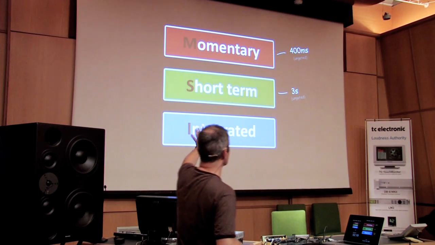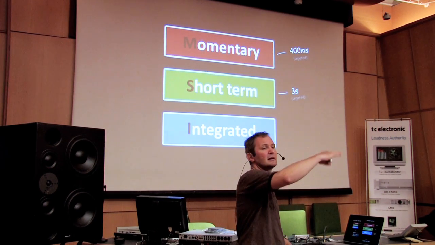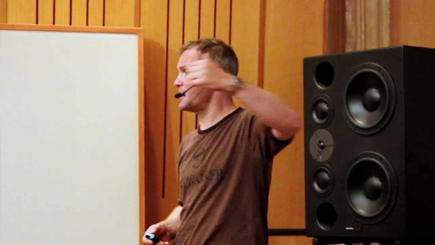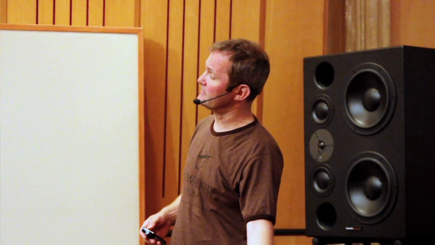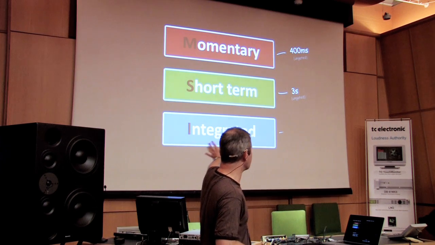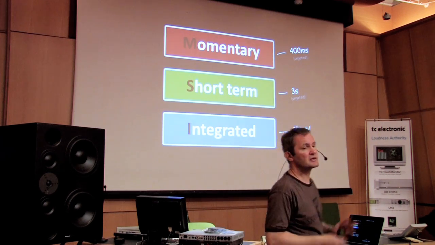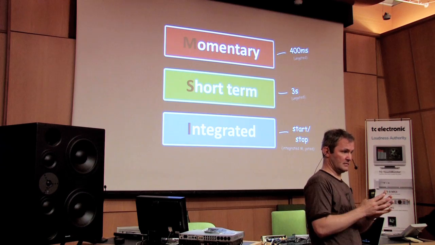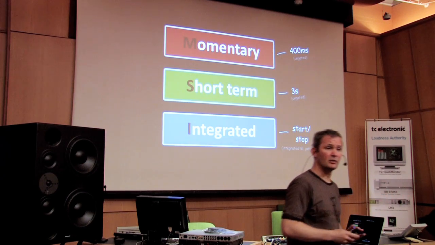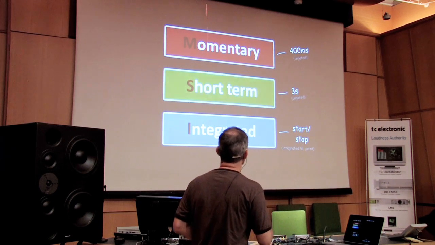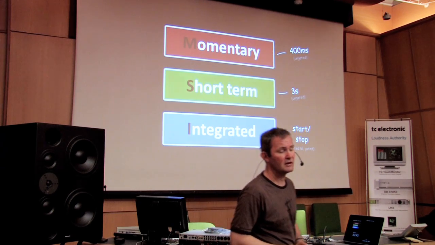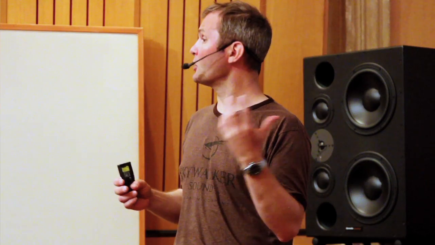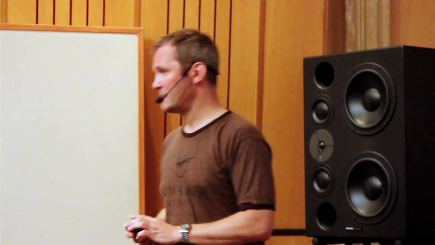Also short term. Short term is already moving a little bit slower because it is a 3 second integration time, but still no gate because I also want to know if it's very low in level. So the only measurement that has the gate is the integrated one, which is from start to stop. That's where the gate is useful. I've elaborated on that. That's the only measure with the gate. So these 3 integration times are at the heart of EBU mode, and every EBU mode meter has to be able to display, not all of them at the same time, but has to be able to display them.